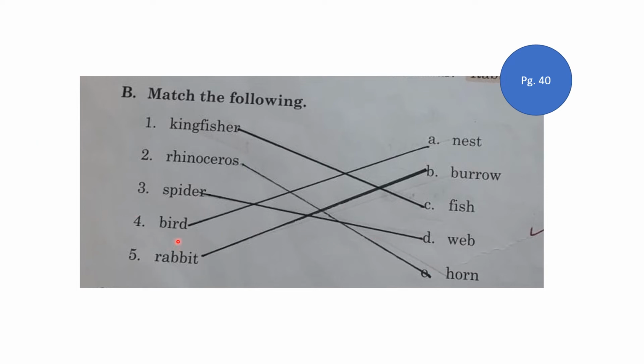Number 4, bird. Where does a bird live? A bird lives in a nest. So we'll match bird with nest. Number 5, rabbit. We've only got one left, but a rabbit lives in a burrow. So we will match rabbit to burrow.